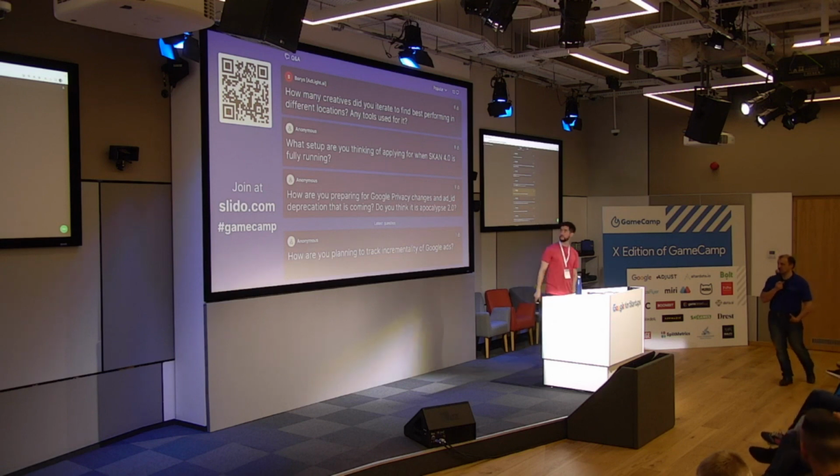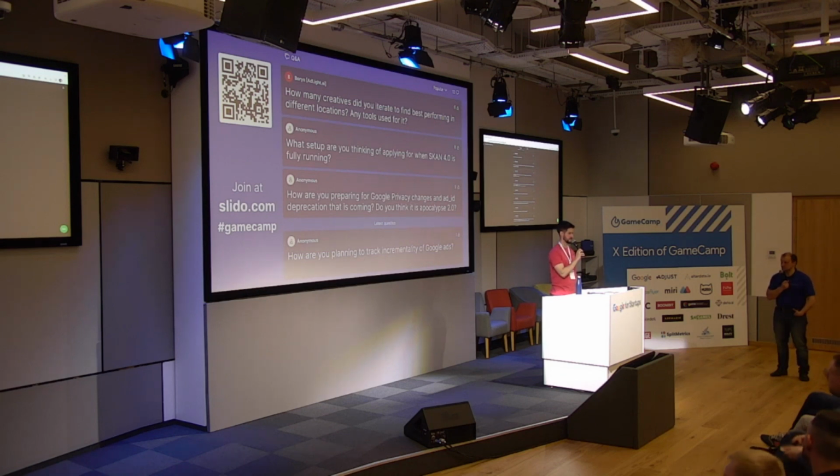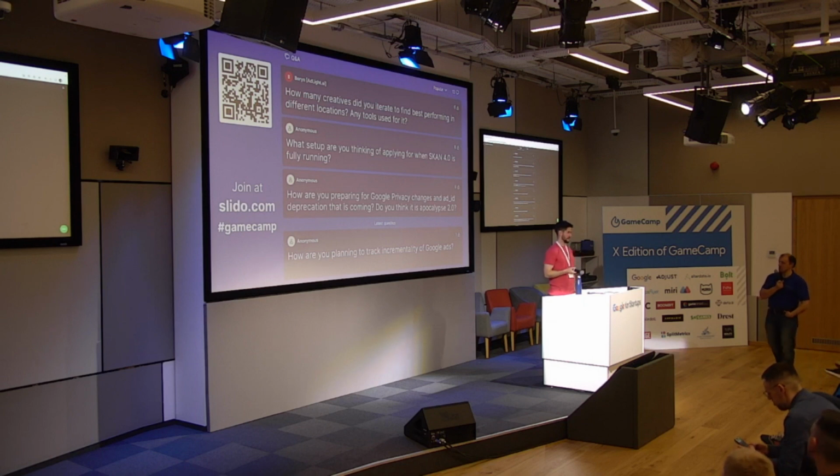And how are you planning to track incrementality of Google Ads? Good question. Does somebody have an answer? We tried MMM, the one tool that we used for that didn't work that much, but we should have a call next week. They will present something to us. But are you thinking about some geo tests or similar ones?